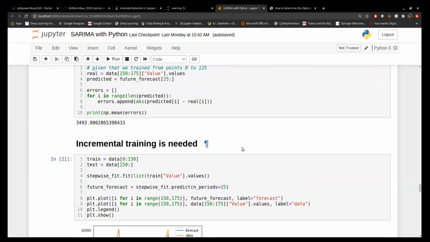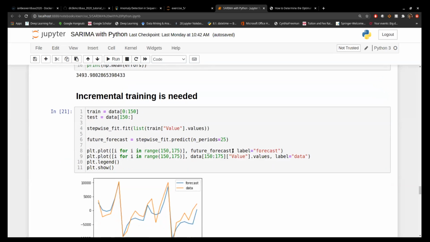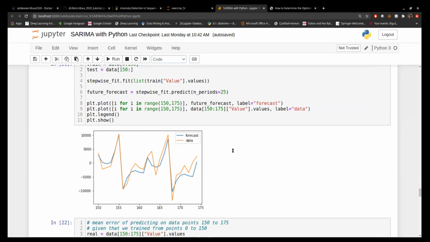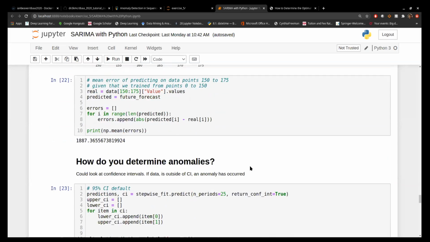Let's add 25 of the 50-ish testing data points. You can add that to the training pile, and you can think of this as moving ahead in time, assuming that the testing data was data we had not yet seen until this point. We then plot the predictions on the quote-unquote unseen remaining 25 test points. If we get the mean error of these test points, the error is way less than before. So incremental training is pretty important, and how often you want to incrementally train is probably based on user choice. So how are we going to determine anomalies given SARIMA?